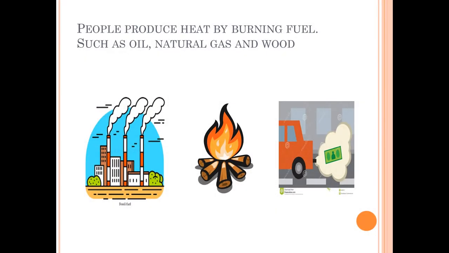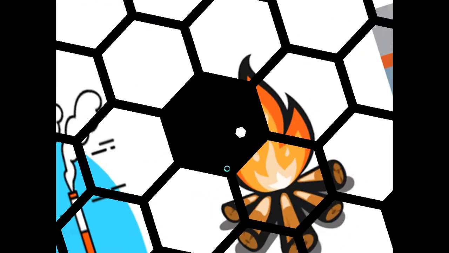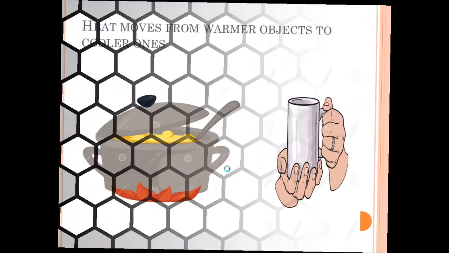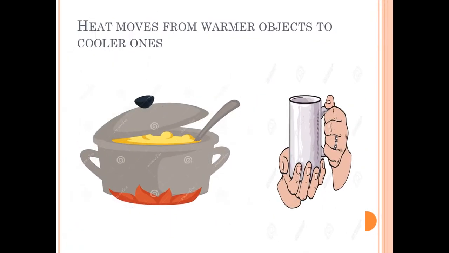We can produce heat in many ways, such as burning oil or natural gas, or burning some wood. You know that heat moves from warmer things to cooler objects. In this picture, you can see the heat moves from the fire to the pot and then from the pot to the spoon. If you try to touch the pot, you can feel the heat because it's too hot.